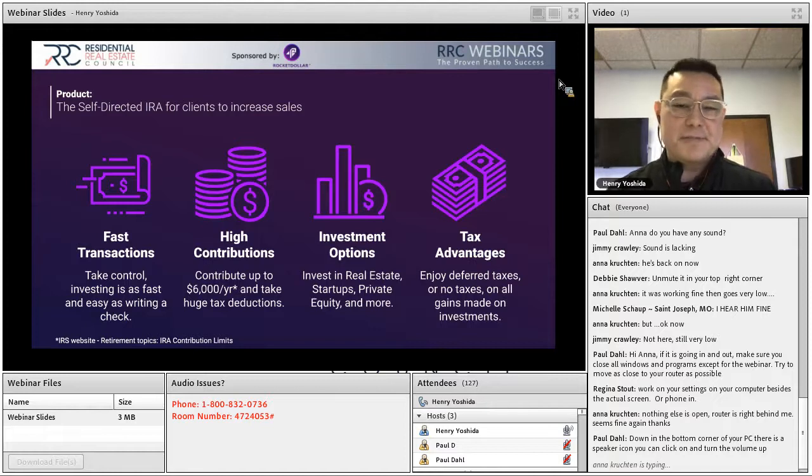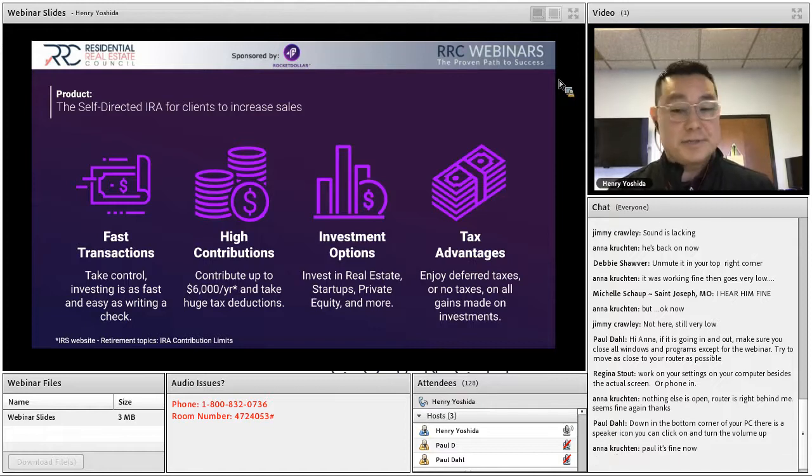So to make investments into real estate, this also includes things like private equity. And so we'll talk about some other examples of investments related to real estate that we've seen our own clients go into while enjoying the same tax advantage treatment of an IRA.